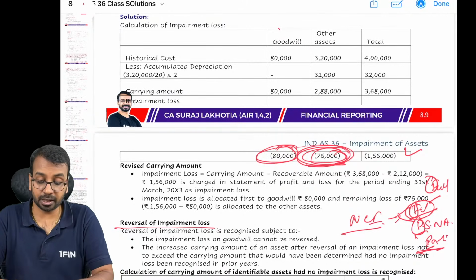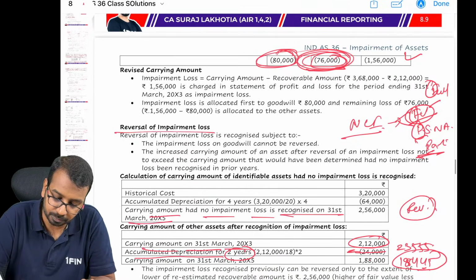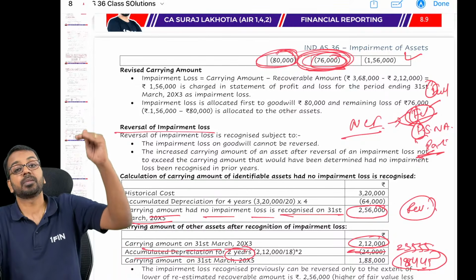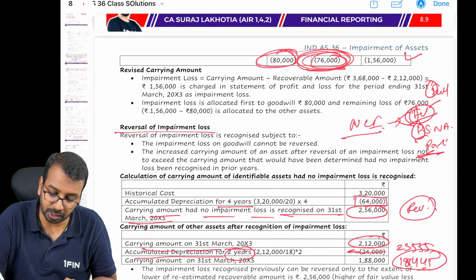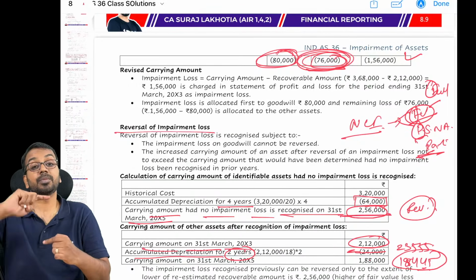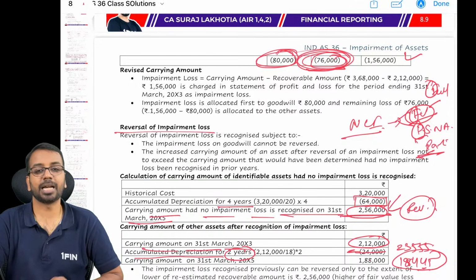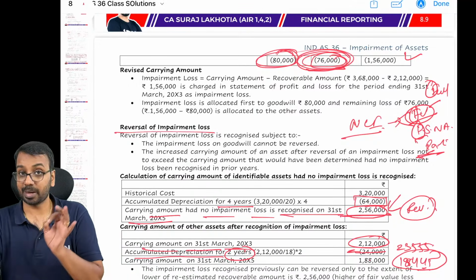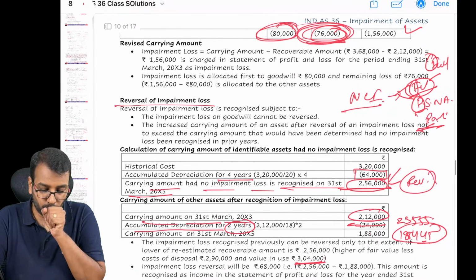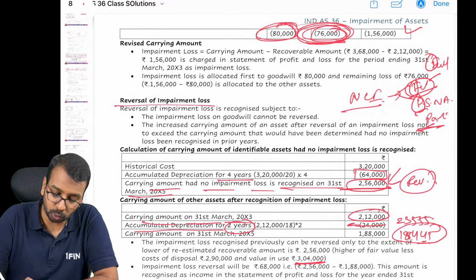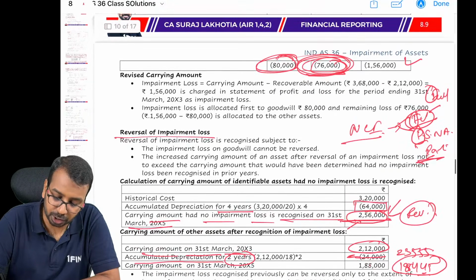Okay, what you have to check, what is the carrying amount without impairment? 2,56,000 means original cost and depreciation for 4 years if I have considered, my carrying amount is 256. After reversal of impairment, my maximum amount can be 256 only. So even though the recoverable amount is 304, I will restrict it to 256.